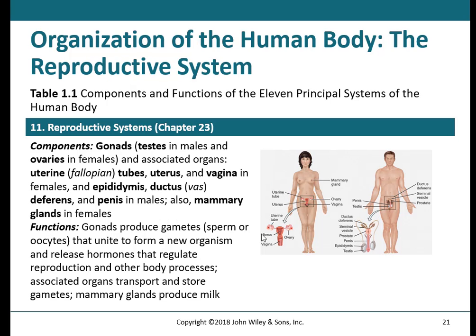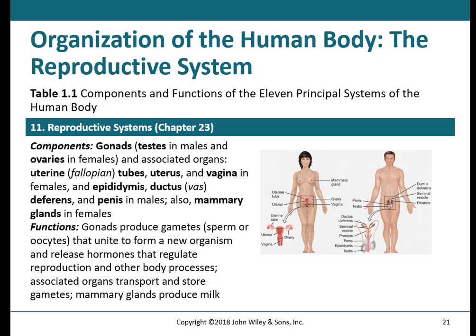And then reproductive systems, we have male and female. So we call them the gonads. So these are the testes in males, ovaries in females. Females also have the fallopian or uterine tubes, uterus, vagina. Men have the penis, the epididymis, the vas deferens, and then you have mammary glands.